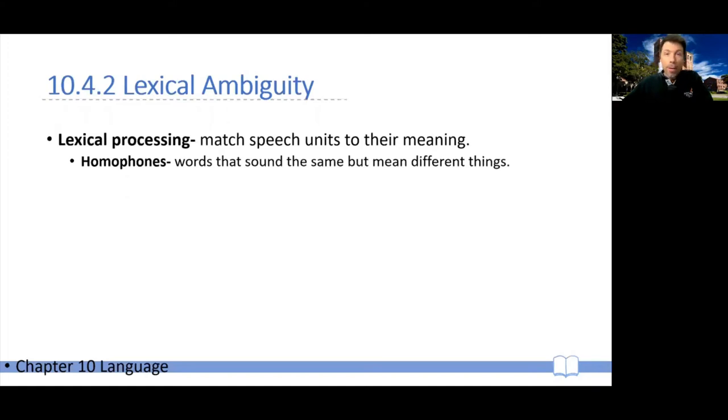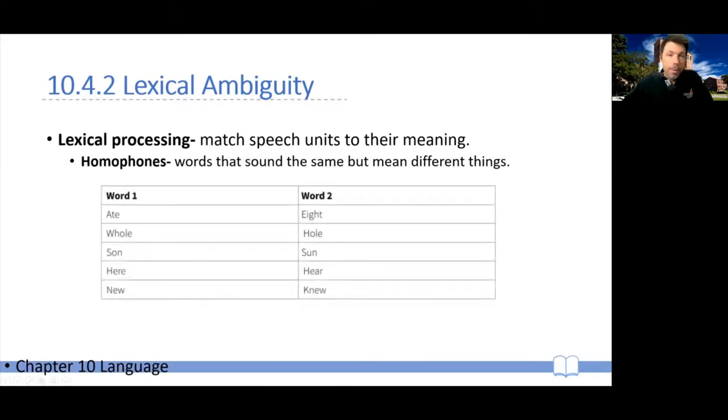First, there are words that sound exactly the same but mean different things. These are known as homophones. I'm showing a couple of examples here: eight and ate, a hole and whole, sun and son, here and hear. So in this case, if all that you have is an auditory message, you have to somehow infer which of these spellings, and therefore meanings, the speaker is referring to.